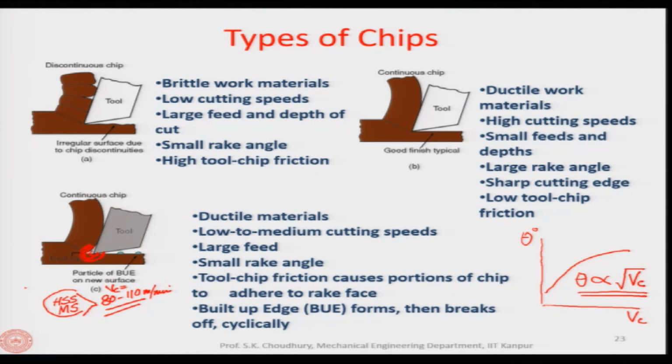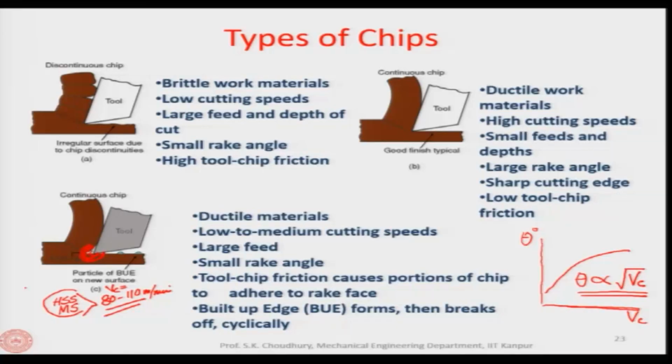Now, as the cutting process progresses, the temperature rises further, and when the temperature goes beyond the temperature of recrystallization, the built up edge formation stops. So, in the case of a combination of mild steel and high speed steel, as the cutting velocity goes beyond 110, the temperature goes beyond the temperature of recrystallization and the built up edge stops forming, and then the process goes on.